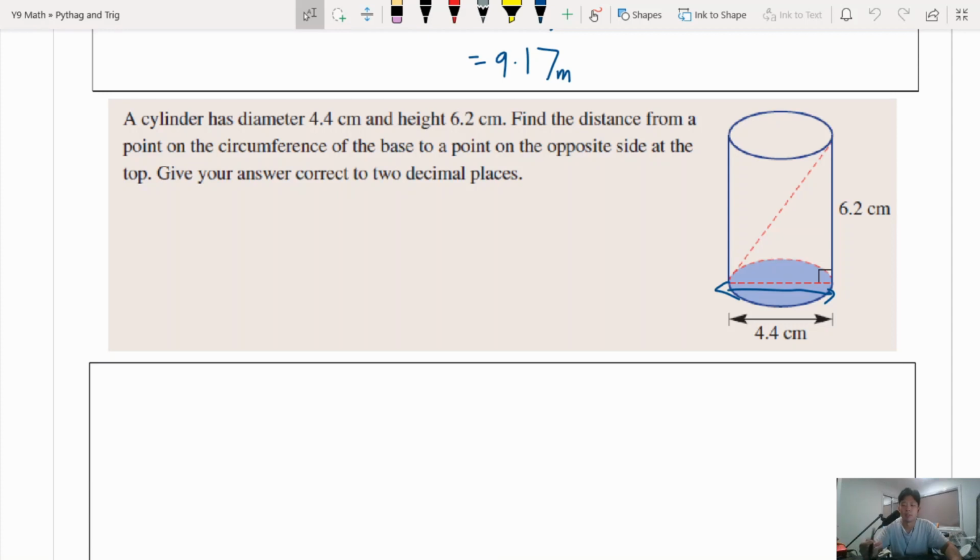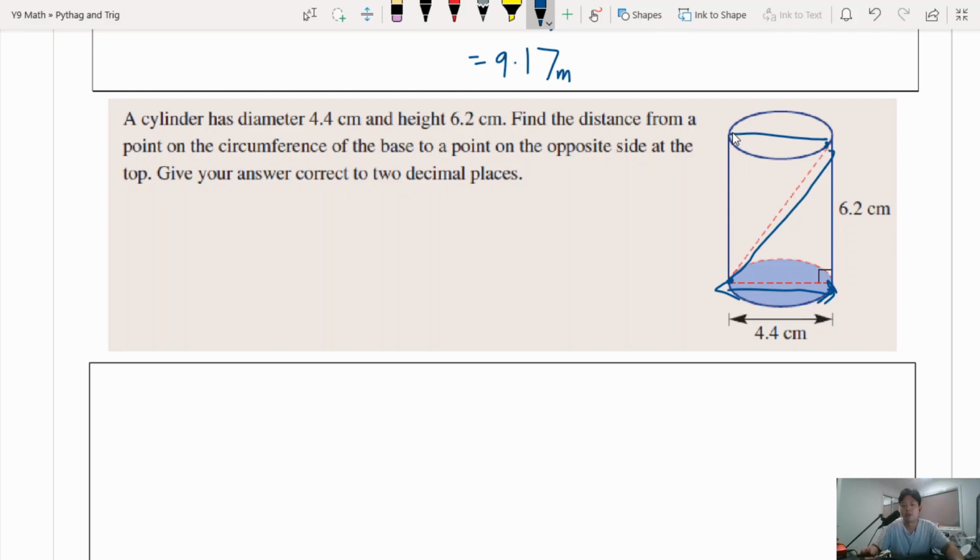Let's start by reading through the question. A cylinder has diameter 4.4 centimeters and height 6.2 centimeters. Remember, from measurement, the diameter of a circle is the full length from one end to the other, so we know that is 4.4 centimeters here. The height of the cylinder is 6.2 centimeters, as depicted in this diagram. The question asks: find the distance from a point on the circumference of the base, which will be here, to a point on the opposite side at the top. That will mean we have a diagonal line going up here.